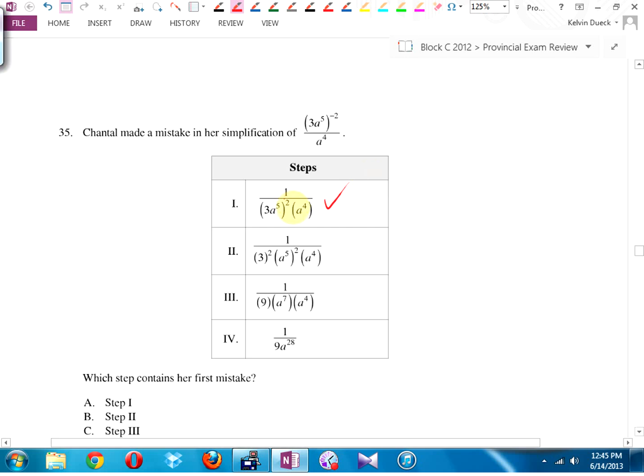Then I taught you to do this. Use your power to a power rule. When you did the power to a power rule, what did you do with the exponents? Add or multiply? I heard both. Which one? If you went x to the third to the fifth, is that x to the 8th or x to the 15th? That's x to the 15th.